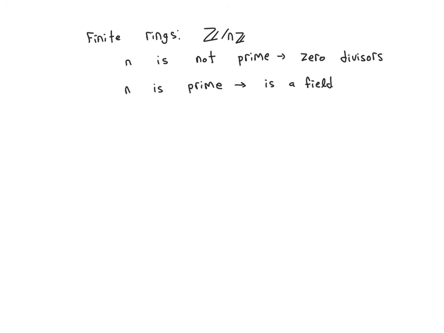So looking at the finite rings we know so far, we only really know about Z mod nZ. When n is not prime, we already showed that there were zero divisors. When n is prime, it turns out it's actually always a field. We know this because we managed to prove earlier in the course that the non-zero elements form a group with respect to multiplication. And so that actually proves the result.